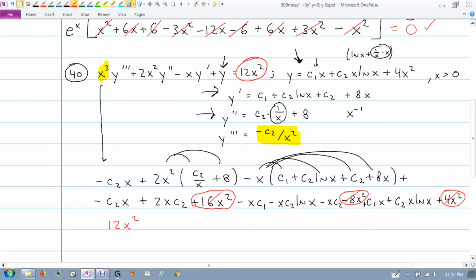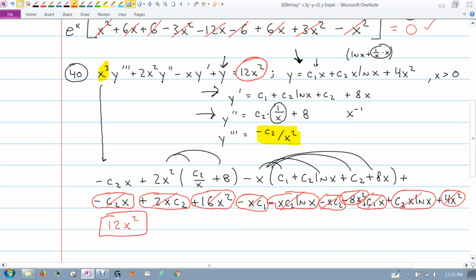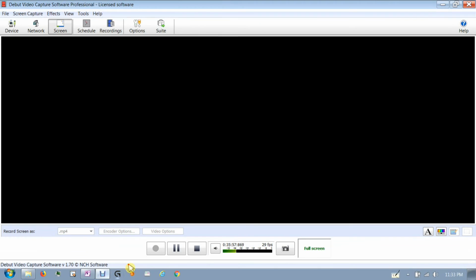So this right here, that's x ln x times c sub 2. And this is x ln x times c sub 2, but negative, so those are gone. x c sub 1 minus x c sub 1 is gone there. And then minus x c sub 2 and minus x c sub 2, that's minus 2x c sub 2. When you add it to this, that goes away. So the only thing left is 12x squared. That checks out. All right, good.